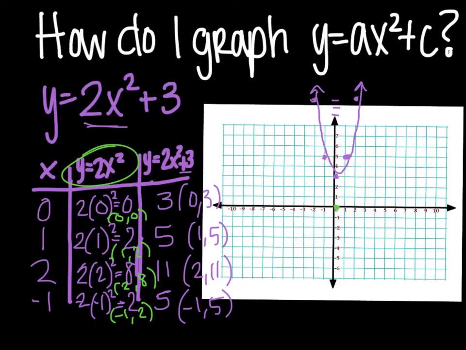And right away, you can see what happened here. You're probably noticing that it stayed the same shape, but it moved up 3 spaces, but the size didn't change. It's not any wider or any skinnier. It's exactly the same. And so that's your takeaway: when you have something that's being added or subtracted, it's just going to shift it up or down. The A term is what's going to make it wider or skinnier. That C term is going to tell you if it's moving up or down.